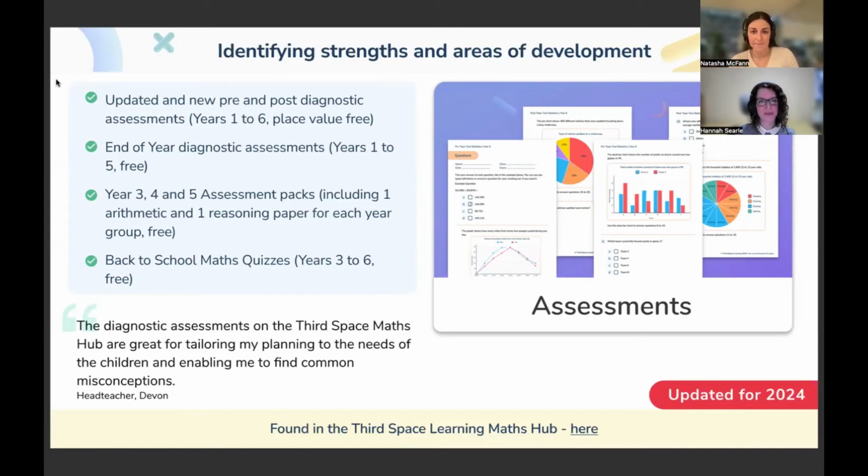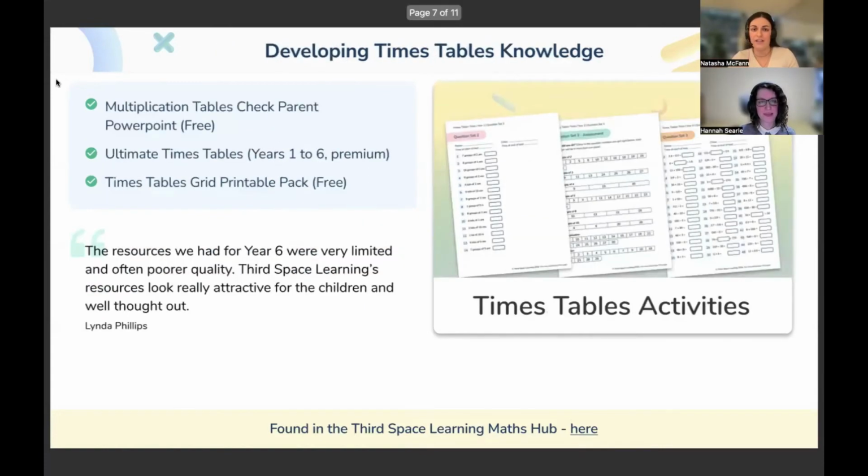Great. Let's move on to our next resource then, which is times tables. Always a challenge in school, but I suppose even more of a focus now that we've got the year 4 timetable check. Yes, I always say we don't teach to the test. That's not why you become a teacher. That's not what you want to do.